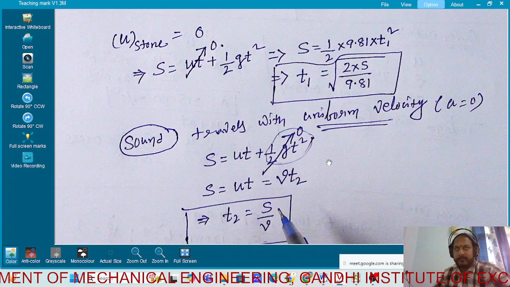So the depth of the well is 174.43 meters.